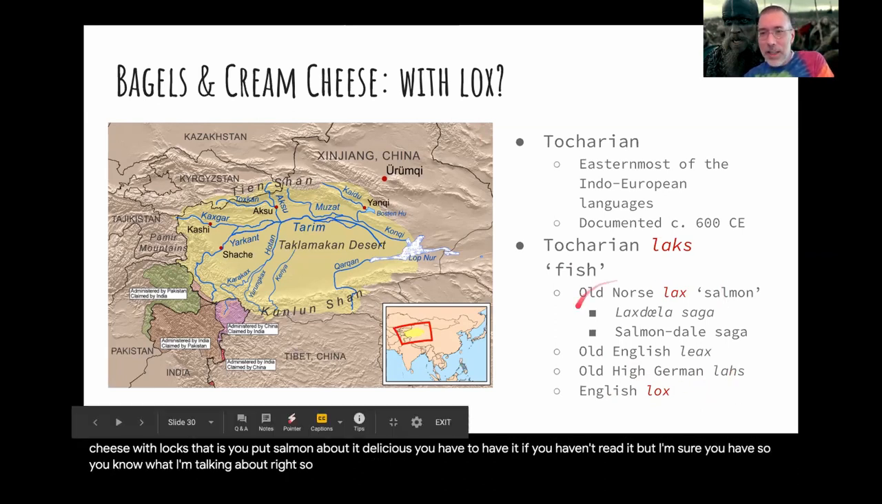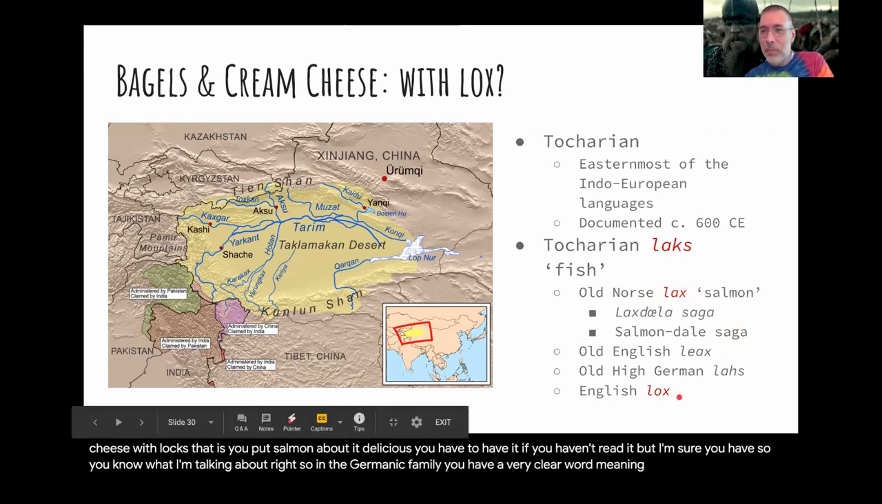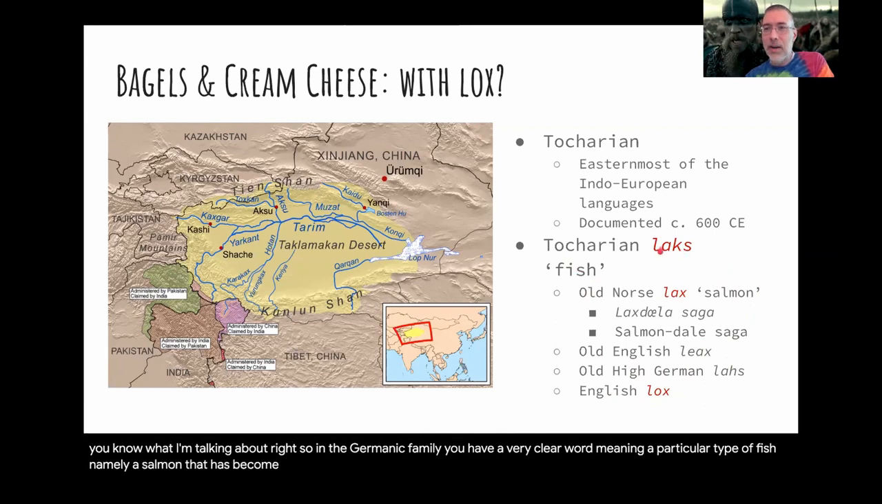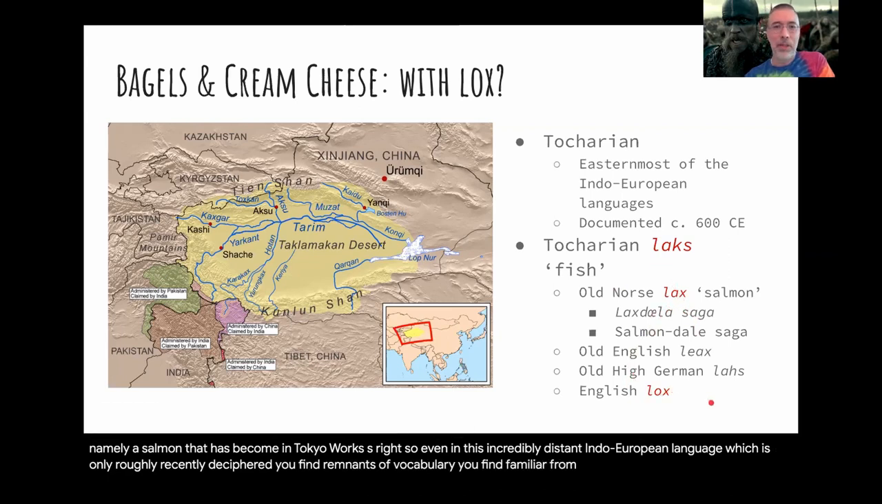So in the Germanic family, you have a very clear word meaning a particular type of fish, namely a salmon, that has become in Tocharian the general generic word for fish, right? So even in this incredibly distant Indo-European language, which was only recently deciphered, you find remnants of vocabulary you find familiar from the Germanic languages, from Old Norse in particular.